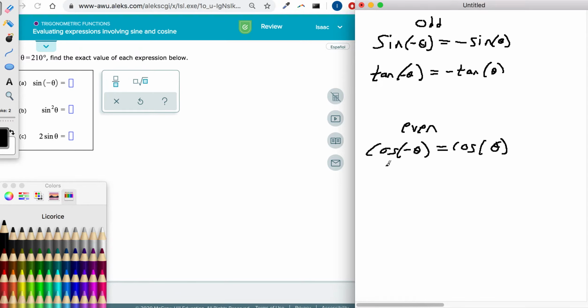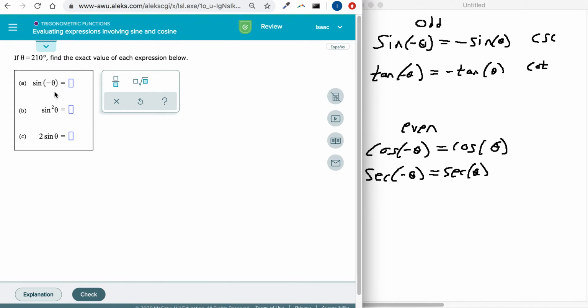And then they're brother sister functions. The reciprocal trig functions are the same. Secant of negative theta, because that's the reciprocal function of cosine, is the same thing as secant theta. And then same thing with cosecant negative theta and cotangent negative theta. Okay, so now we know that. Let's check out the first question.